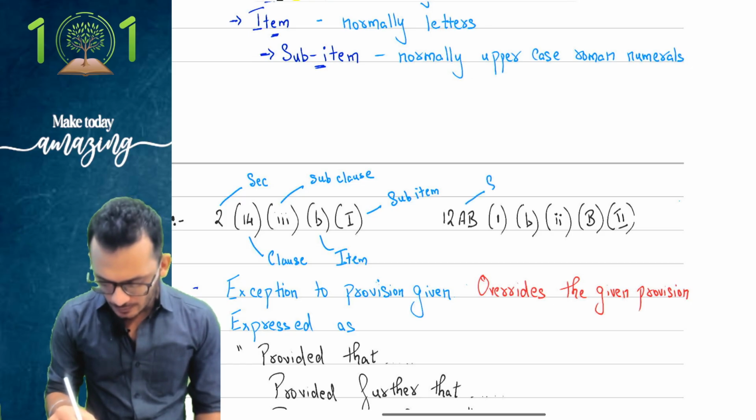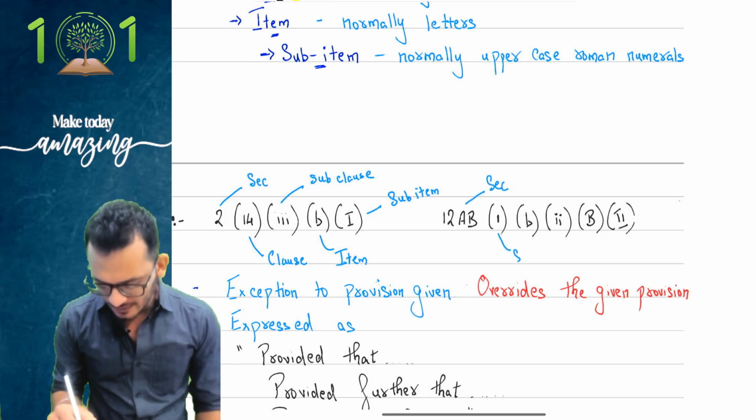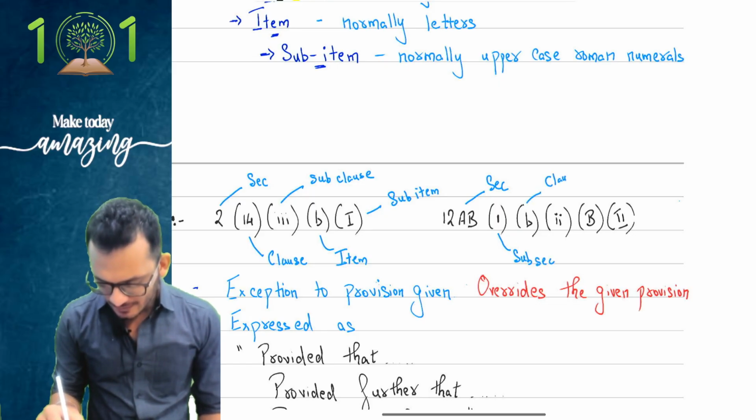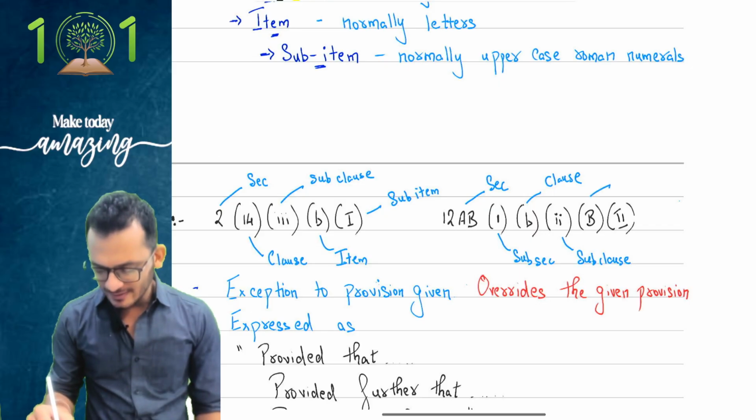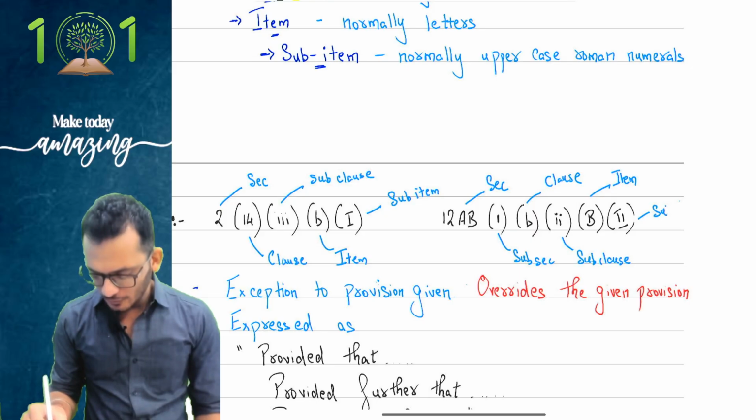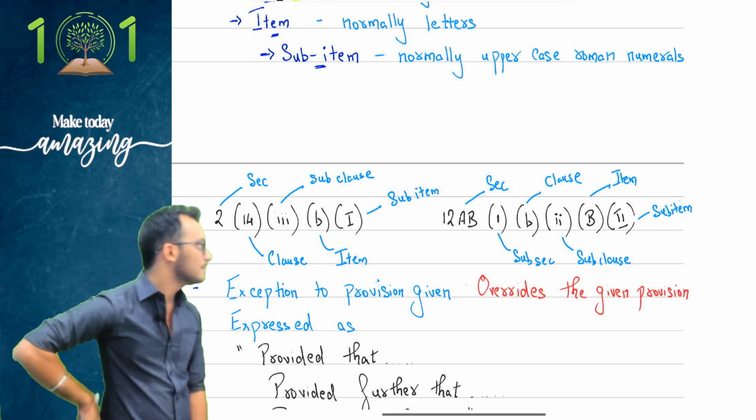Section 12AB, subsection 1, clause B, subclause 2, item B. Very good. Item number B and sub-item number 2. Go for it.